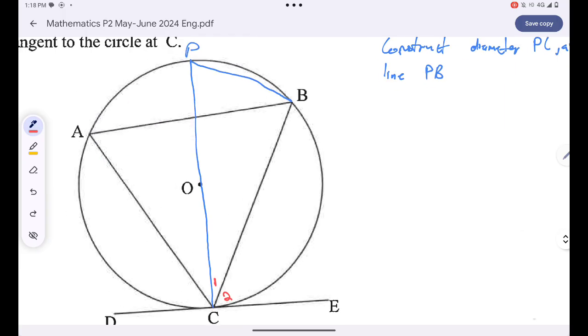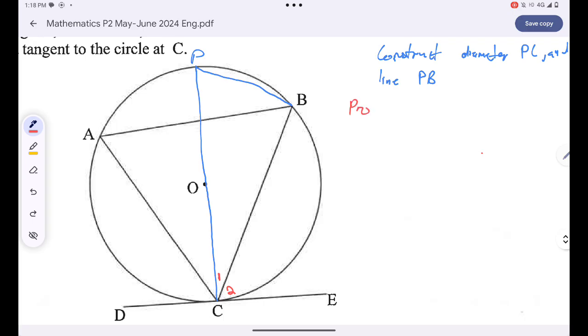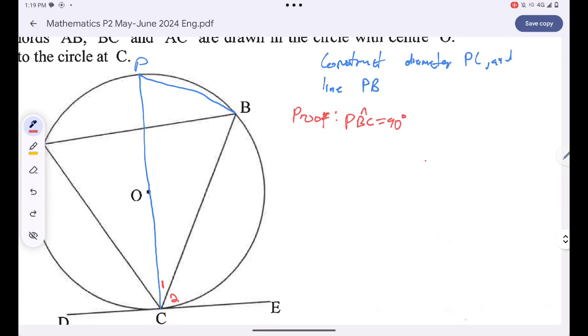Okay, now let's write our proof. For our proof, I know that angle PBC is equal to 90 degrees, and the reason behind that is that this is an angle in a semicircle. Are you together? Every angle which is subtended by a diameter at the circumference is always equal to 90 degrees.